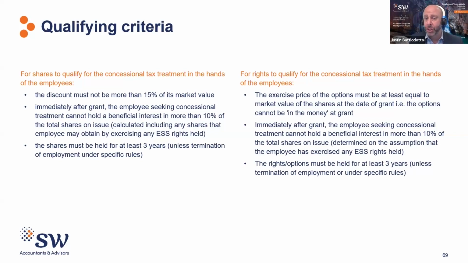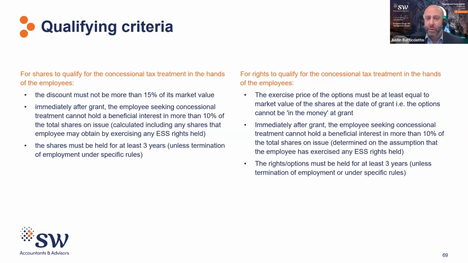So if you're looking to issue shares to employees, then if you want to take advantage of the startup concessions, the discount on the issue of shares to employees can be no greater than 15% of fair market value. Immediately after issue of the shares, the employee cannot hold a beneficial interest in more than 10% of the company. And there is also a minimum holding period requirement of 3 years, unless termination of employment under specific scenarios. So if you're issuing shares and you satisfy those 3 conditions, then the plan will be considered a qualifying employee share scheme under the startup concessions.